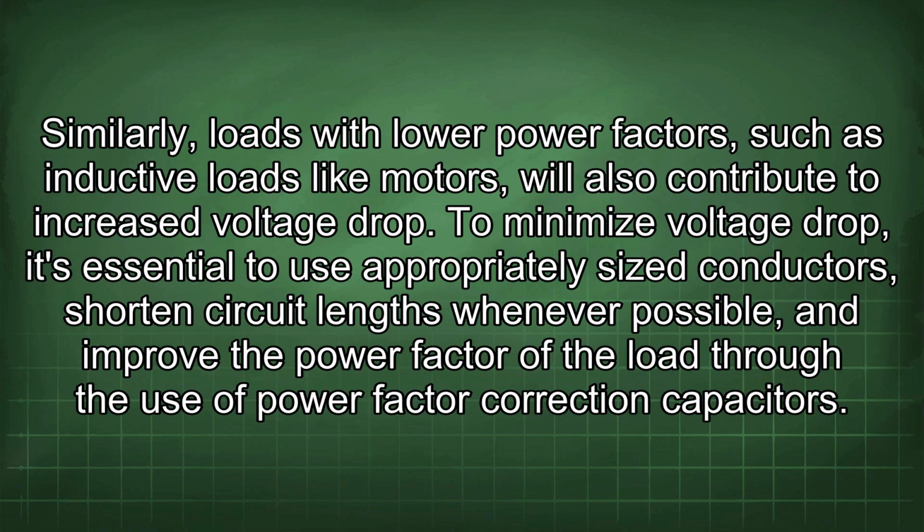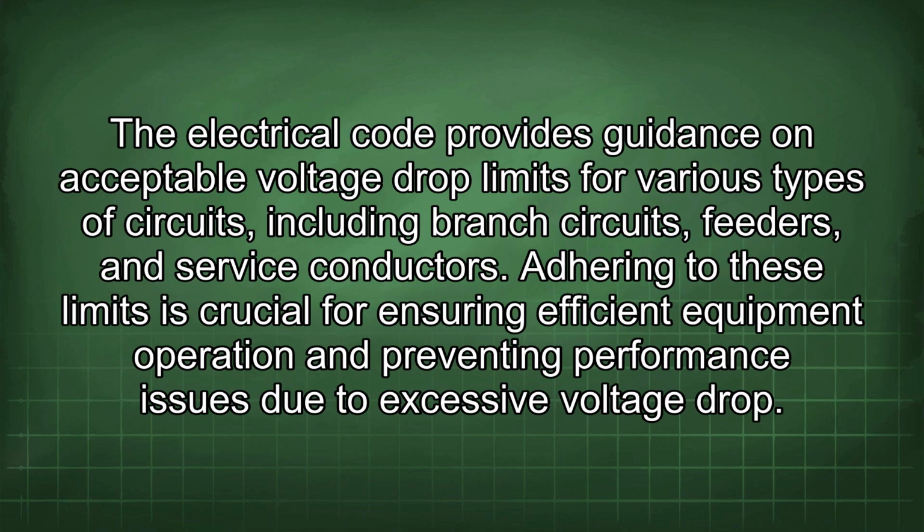To minimize voltage drop, it's essential to use appropriately sized conductors, shorten circuit lengths whenever possible, and improve the power factor of the load through the use of power factor correction capacitors. The electrical code provides guidance on acceptable voltage drop limits for various types of circuits, including branch circuits, feeders, and service conductors. Adhering to these limits is crucial for ensuring efficient equipment operation and preventing performance issues due to excessive voltage drop.